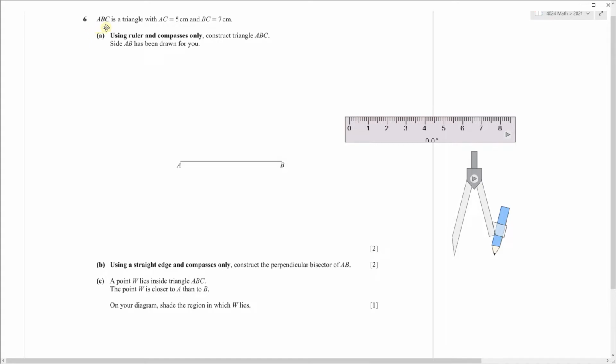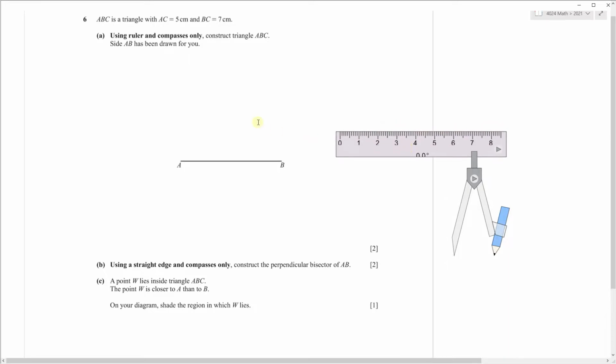Question number 6. ABC is a triangle with AC equals 5 centimeters, BC equals 7 centimeters. Using ruler and compass only, construct triangle ABC. Side AB has been drawn for you. So now you have to complete this triangle ABC, where your line AB has been drawn for you. You're given the other two lengths. AC is 5 centimeters and BC is 7.